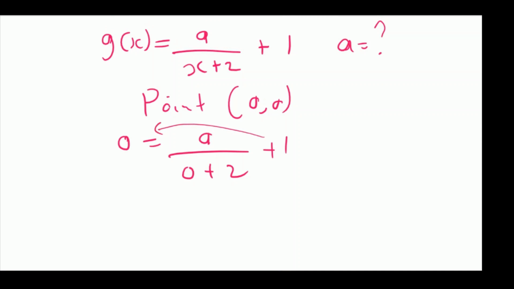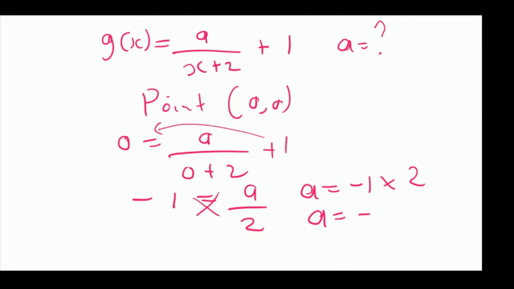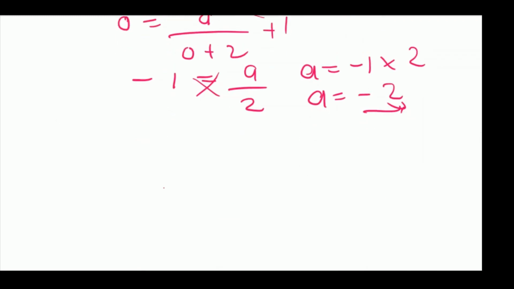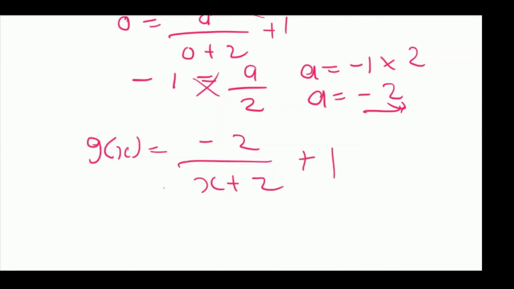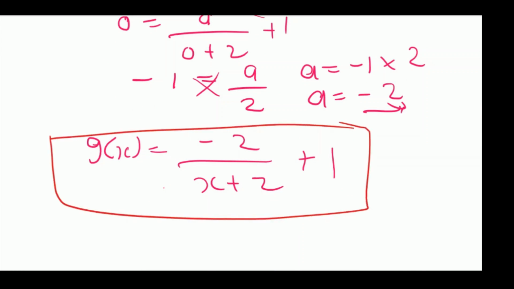Transpose the 1 to the other side. Minus 1 equals our a over 2. Cross multiply. So our a is equal to minus 1 times 2. So our a value is equal to minus 2. So to write down our equation, g of x is equal to minus 2 over x plus 2, plus 1. So this is our graph of g.